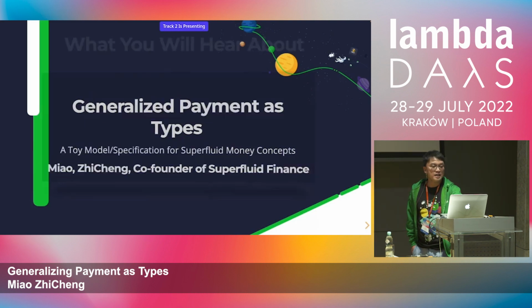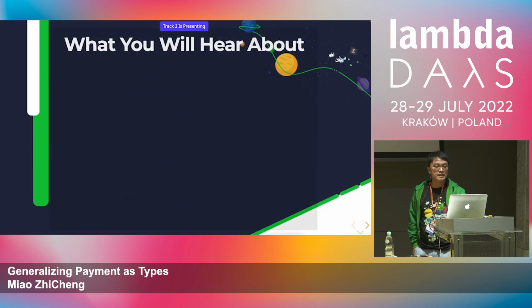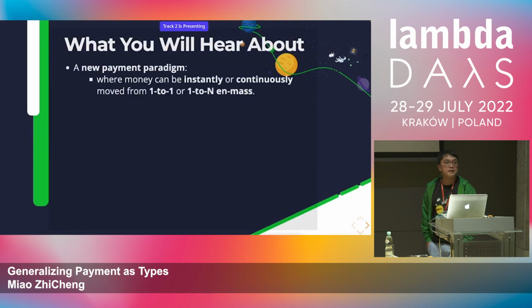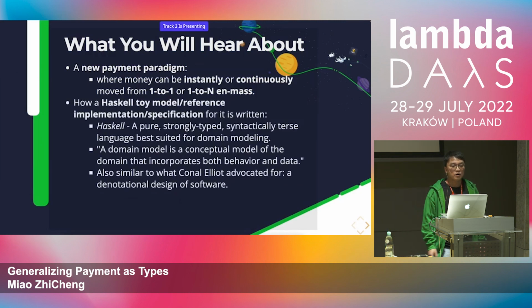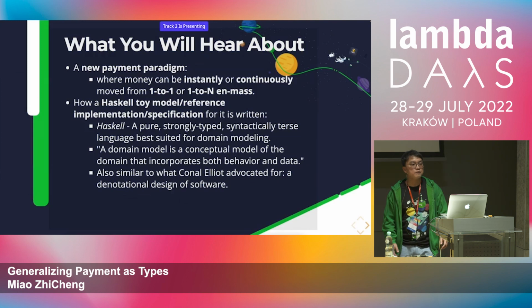So today, what you'll hear about is a new payment paradigm where money can be instantly or continuously moved from one-to-one or one-to-n en masse. This is a new concept you'll see today. And also how a Haskell toy model, reference implementation, or specification for this kind of concept is written.